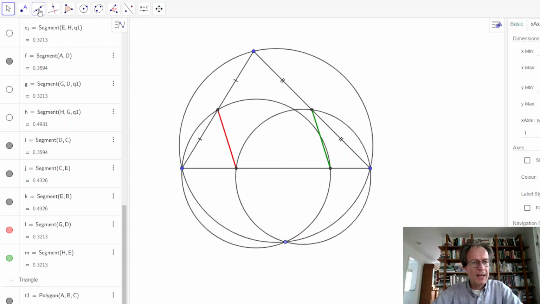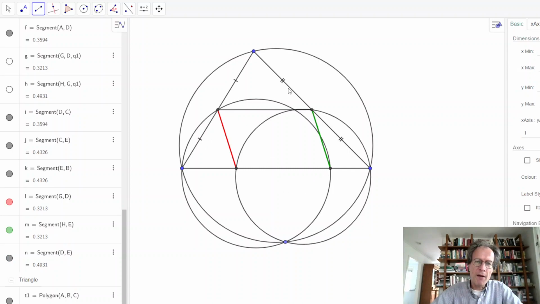And the first thing I'm going to do is draw this line segment, and because it is exactly halfway on both sides, it's a very well known theorem that it must be parallel to the base. So this line segment is parallel to this base line, and actually it is half the length because it's halfway up.